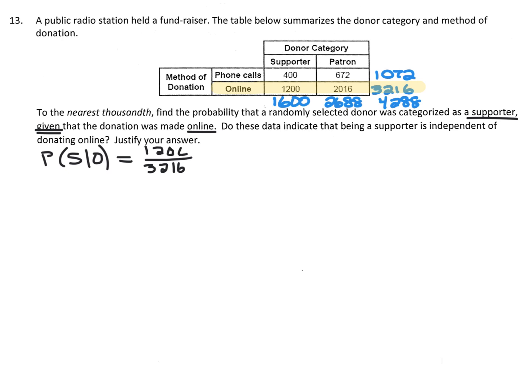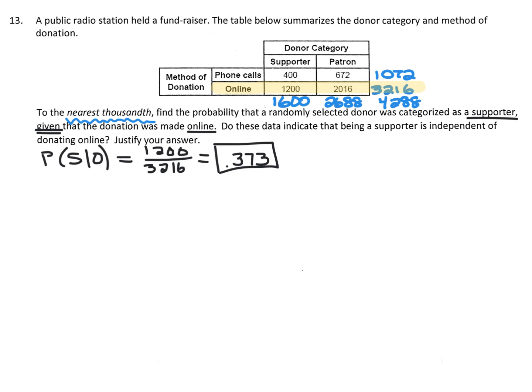Now I just want to point out, I probably should have emphasized this earlier, but they want us to round to the nearest thousandth. So although normally you would leave it exact as a fraction, or you could rewrite this in simplest form, this time they want us to plug it in our calculator and round that to the nearest thousandth. I am getting approximately 0.373.